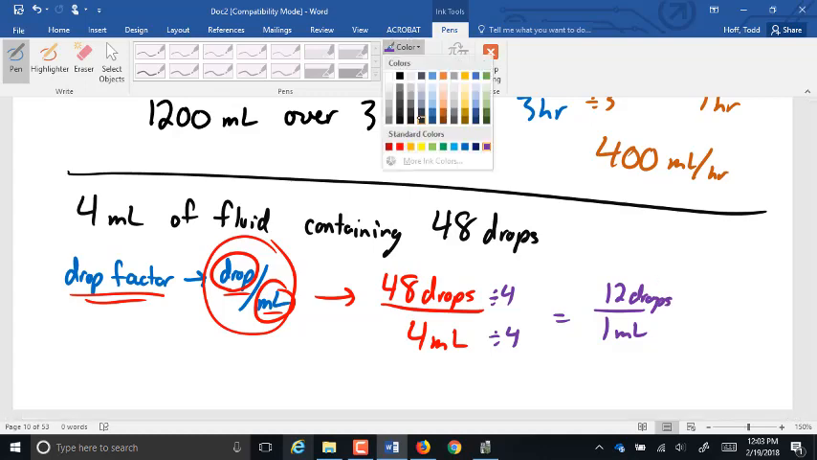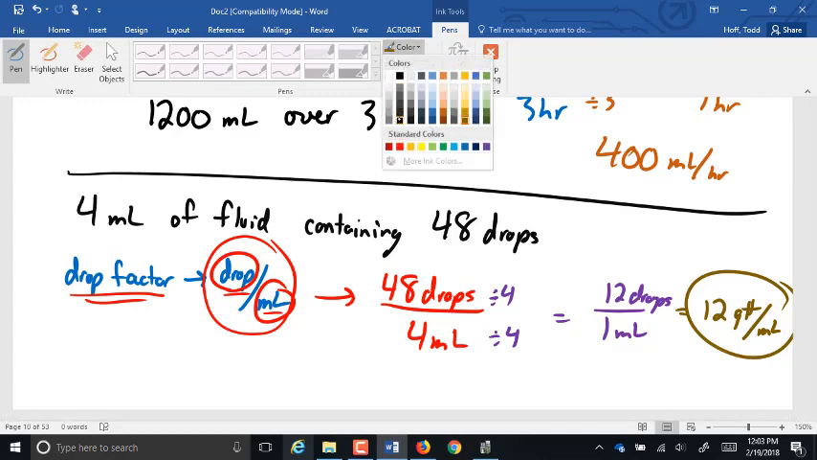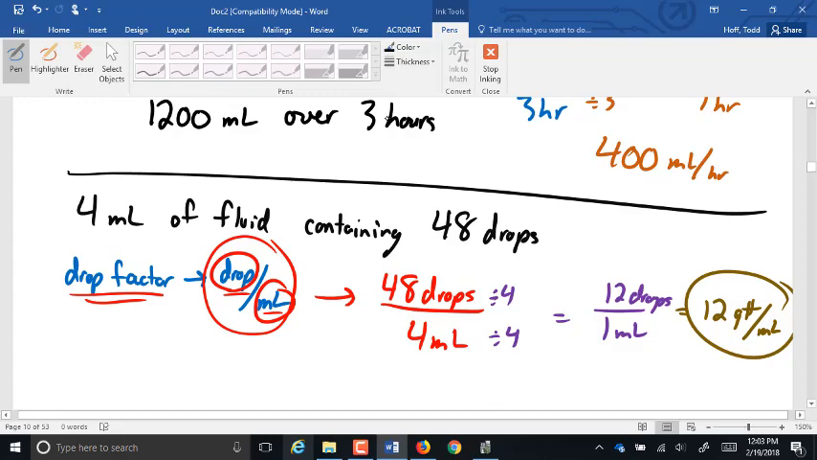Now, the abbreviation we use for drops in the medical field is GTT. So this would actually be written most likely as 12 GTT for drops per milliliter, like that. So that'd be the drop factor, or the drop rate on that fluid. It's actually a property of the fluid. The thicker the fluid is, the lower the drop factor is, because it takes fewer drops to make 1 milliliter.